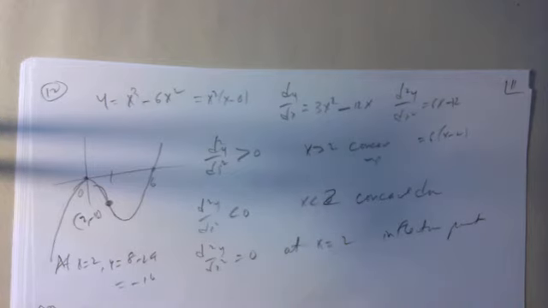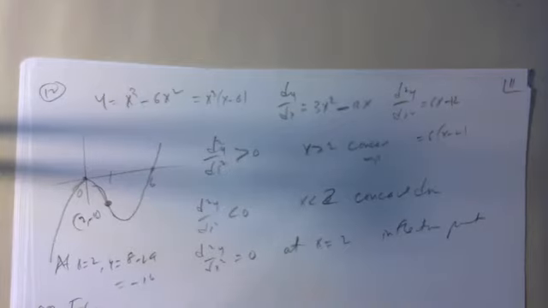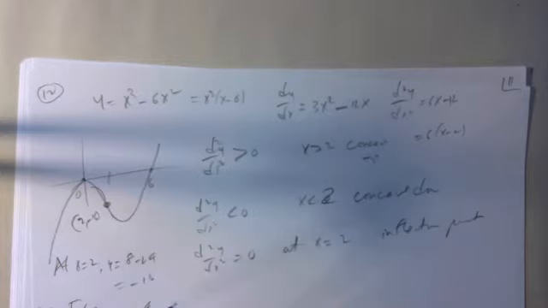In problem 13, we have a 4th degree polynomial, x to the 4th minus 4x squared plus 2. A 4th degree polynomial usually looks like this. So typically you would expect to find 2 relative minima and 1 relative max. What are the relative extrema?